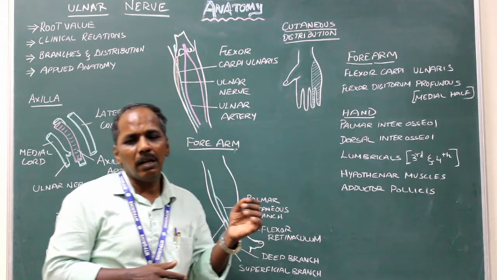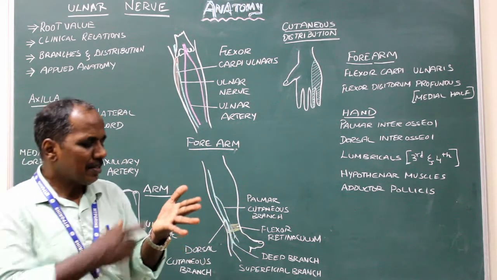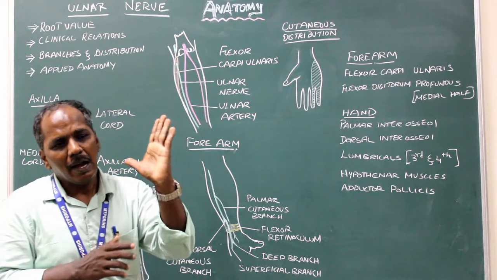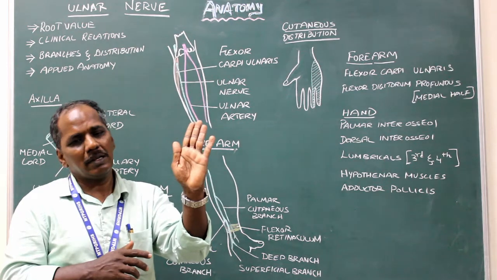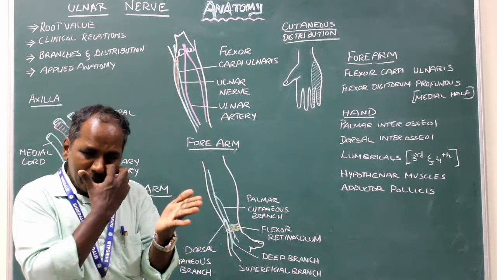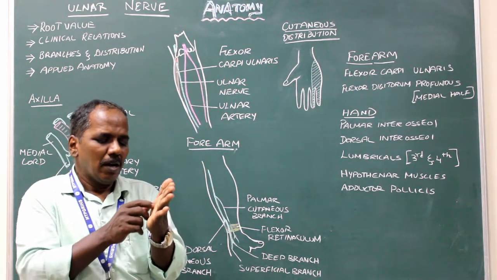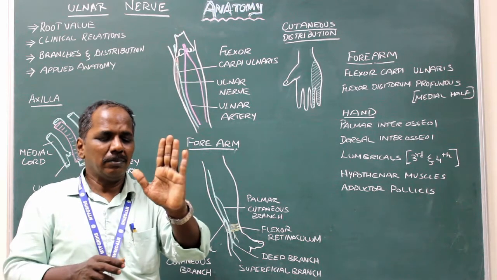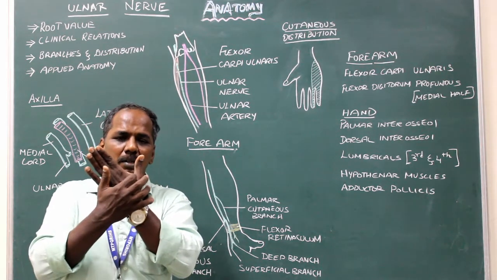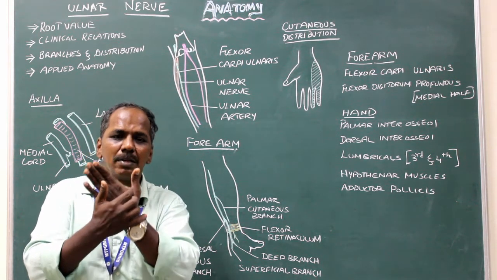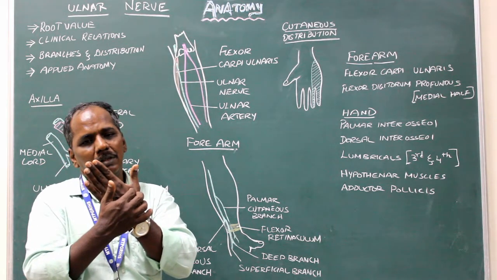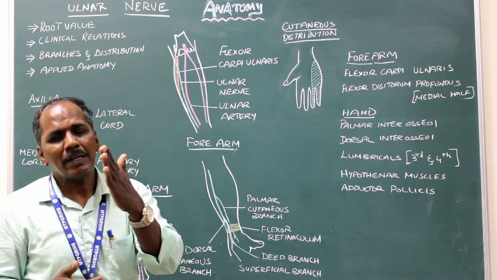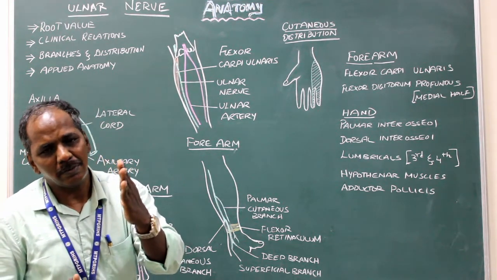Since the ulnar nerve is injured, it results in the paralysis of the adductor pollicis. So this results in abduction of the thumb. You can see a gap on the dorsal aspect of the thumb and the index finger. And also adduction of the thumb is not possible.